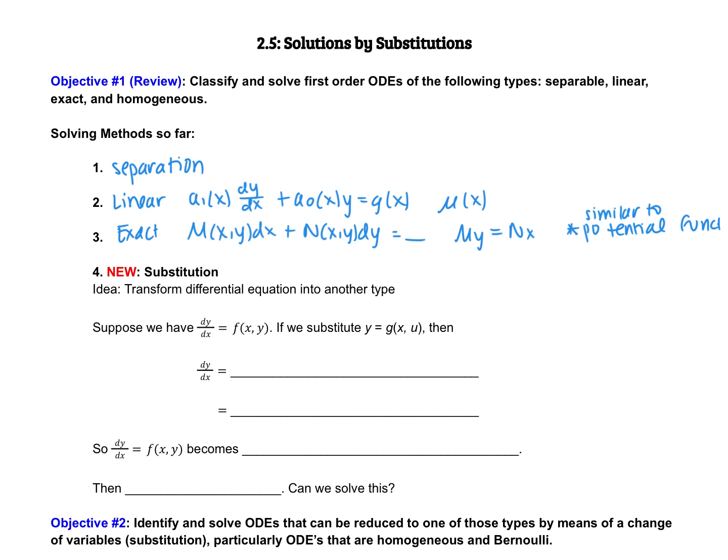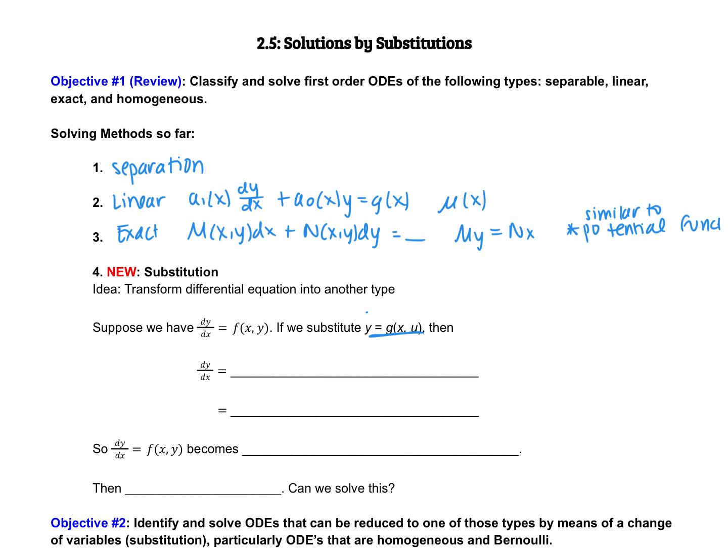What we are going to be covering today is substitution. The idea is that we want to take a differential equation and transform it into a differential equation of another type, one that we know how to solve. So suppose that we have some dy/dx that is f of x,y. We might want to substitute in something. So maybe we want y to be a function of x and u.